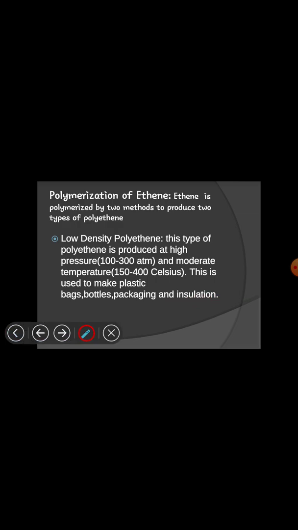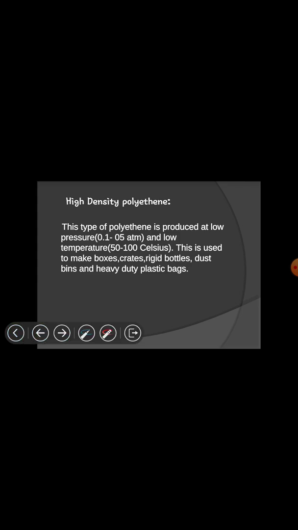The next type of polyethylene is the high density polyethylene. High density polyethylene is produced at low pressure. This pressure is 0.1 to 5 atmospheric, and a low temperature 50 to 100 degrees centigrade or Celsius. High density means the monomers of ethene are closely packed with each other and form a high density polyethylene. This is used to make boxes, crates, rigid bottles, dustbins and heavy duty plastic bags.